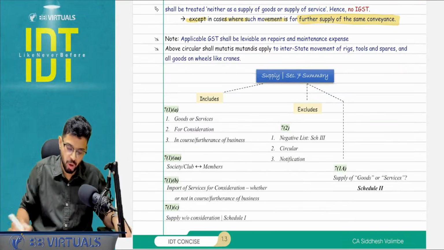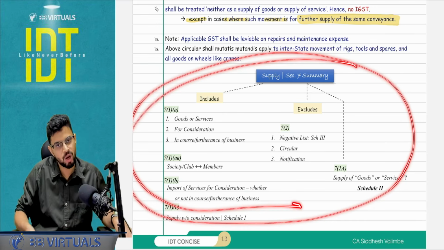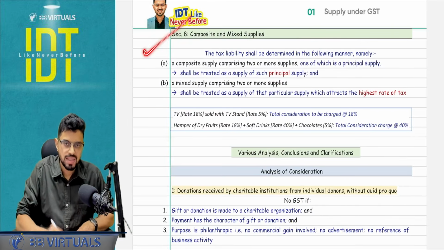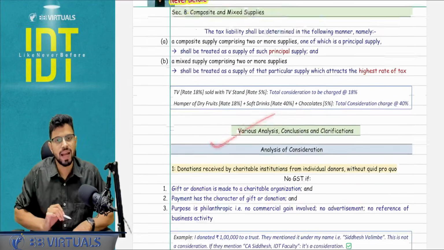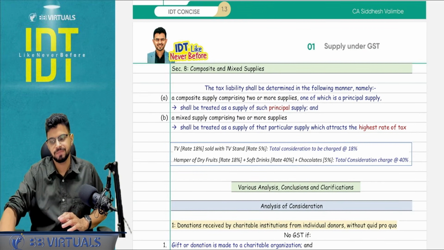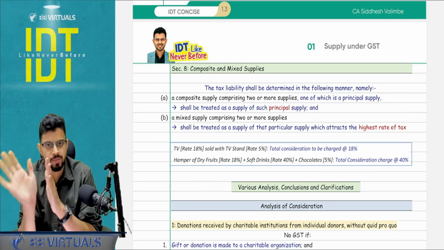This I will do tomorrow at the start, just to give you the brief of what is section number 7. If you want, you can read it before coming to class. And tomorrow we will start with section number 8 discussion and some analysis. Mostly tomorrow the supply should be summed up. Questions we will see, but mostly the concepts will be done by tomorrow.